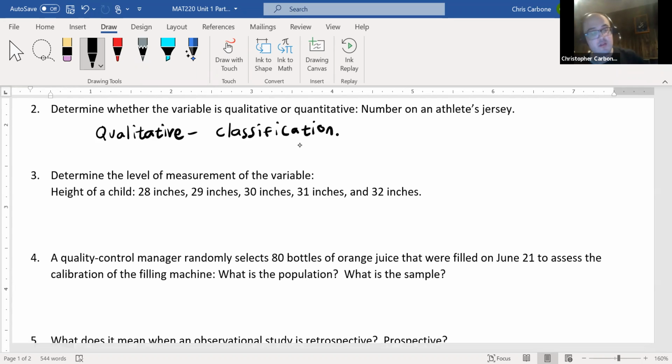For number 3, we want to determine the level of measurement of the variable, the height of a child: 28 inches, 29 inches, 30 inches, 31 inches, and 32 inches. Those are just examples. But height is going to be a ratio level of measurement. Ratio, and that is because we can multiply or divide and make sense. So specifically, we could say that someone is 2 times as tall, or half as tall.